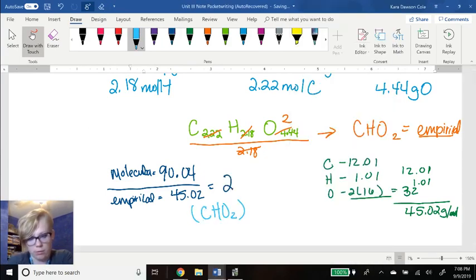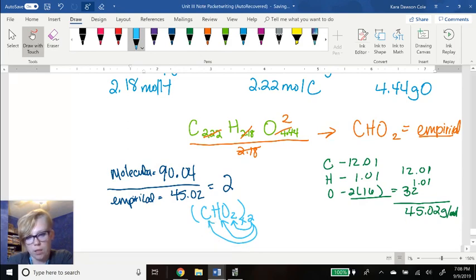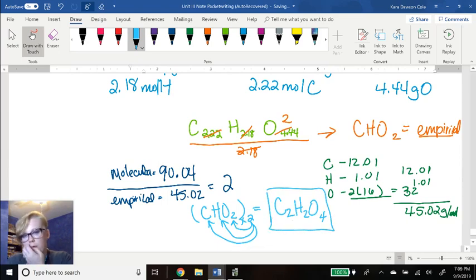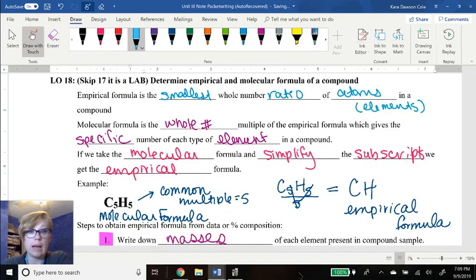So I'm going to take my empirical formula and multiply all my subscripts by 2. It's 2 times that, 2 times this, and 2 times that. That gives me C2H2O4, and that is how we get our molecular formula. So that was the last learning objective for Unit 3, which is learning objective 18, determine the empirical and molecular formula of a compound.